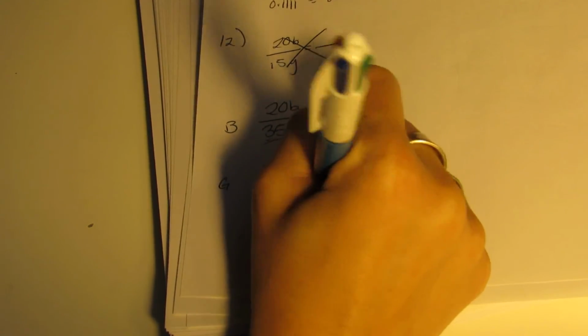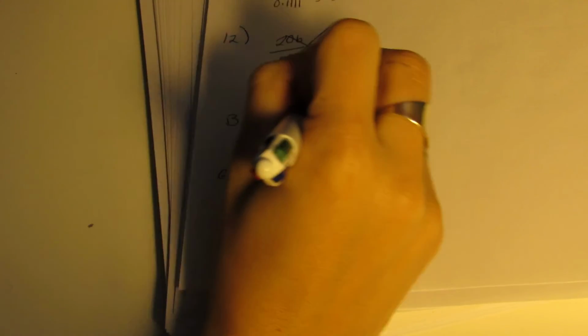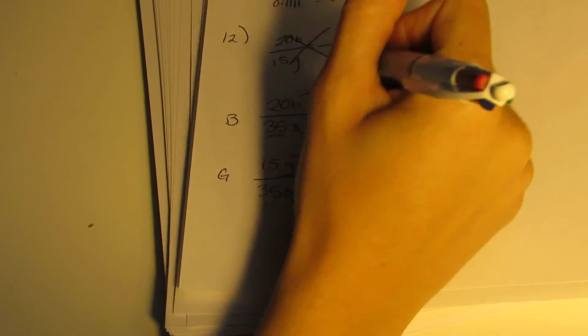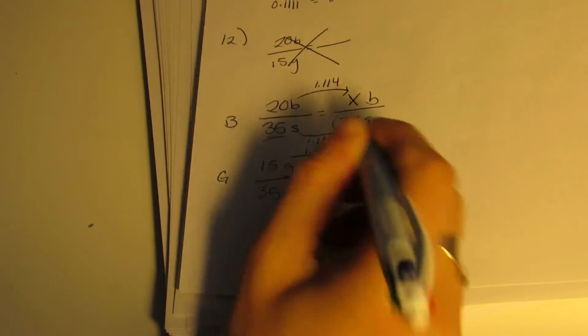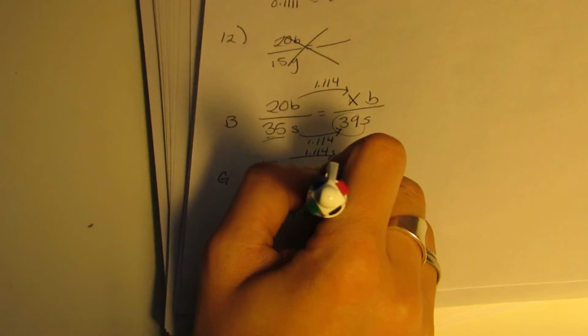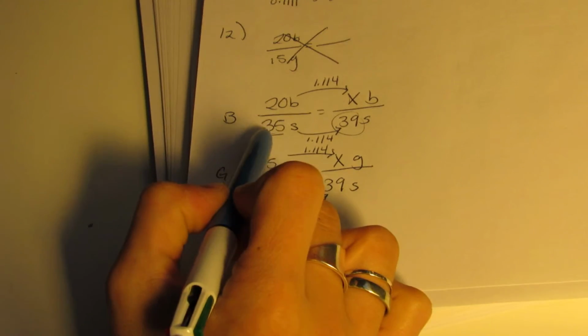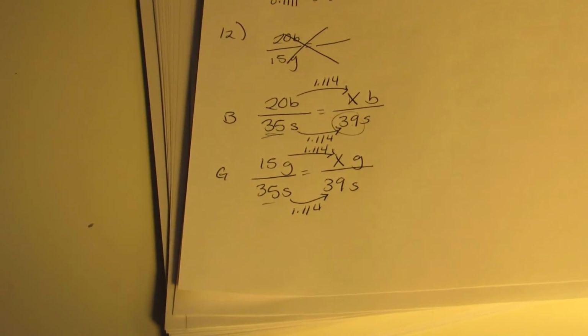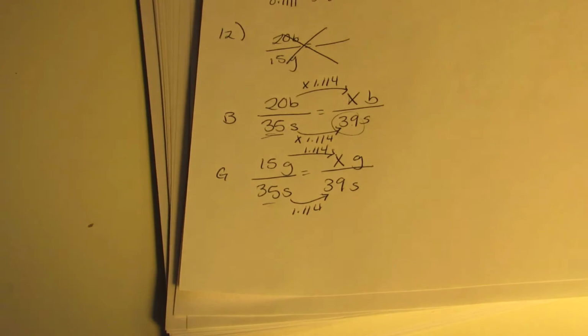Alright, so I know that's my scaling factor. So we've got to figure out, we're always going toward x, okay? Same thing for 15 girls to x amount of girls toward x, okay? So if I'm going from 35 to 39, that means I multiply by that scaling factor. So I multiply the top as well.